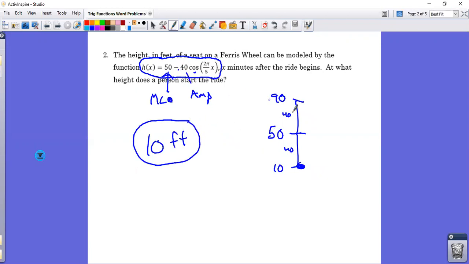If this was a sine function, they'd start the ride on the midline. If it was a positive cosine, they would have started the ride way up here, which doesn't make sense. That'd be a long walk to get up to there just to get on the ride. Questions on those Ferris wheel problems? So might be a lot of words in a word problem, but if they give you the function, just focus on what the function is and what the question's asking for.